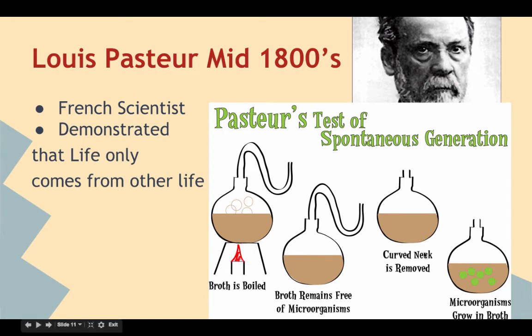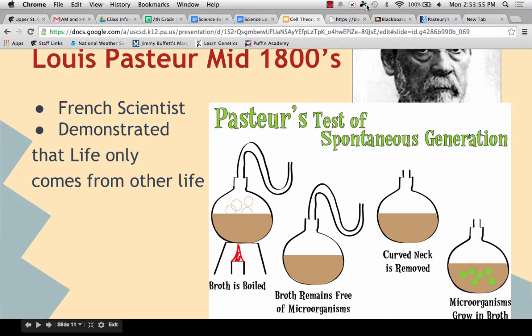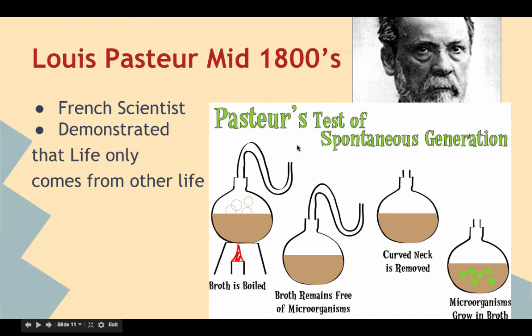Now you see here the non-curved neck flask, microorganisms after they had been boiled out ended up forming back in the broth. As you can see, if the curved neck is removed, that provides an opening for bacteria to come in. So you end up getting these microorganisms that grow inside of the broth. Okay, so life comes from other life. Microorganisms come in here and we get a cloudy solution where more microorganisms are being produced.